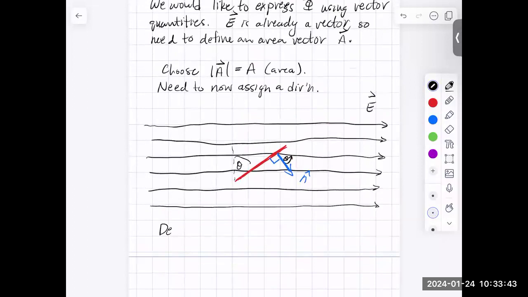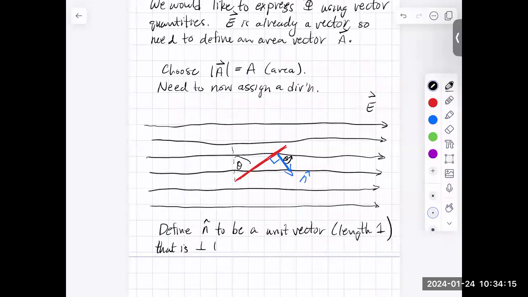So we're going to define n hat to be a unit vector. So it has length 1. That means the presence of n hat doesn't change the magnitude of the vector. The magnitude is always just going to be the area of the surface. It's just there to specify a direction. So define n hat to be a unit vector of length 1 that is perpendicular to our surface. Okay.